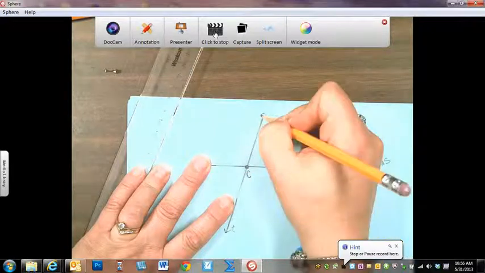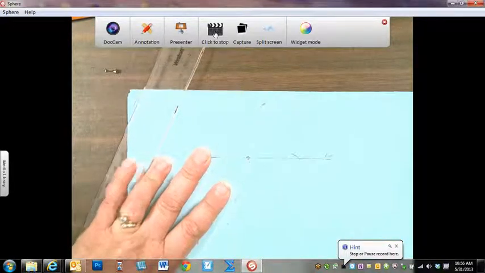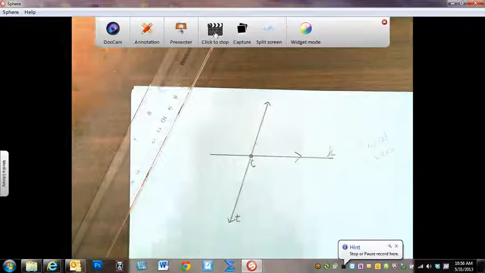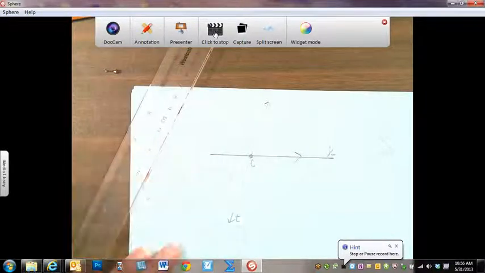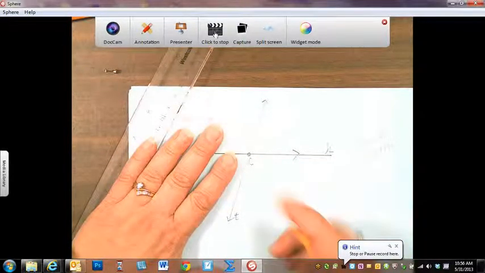I could go up the line or down the line, it doesn't matter. We're just going to copy that angle. I'm hoping that this camera will get along with me. It's been kind of temperamental today.